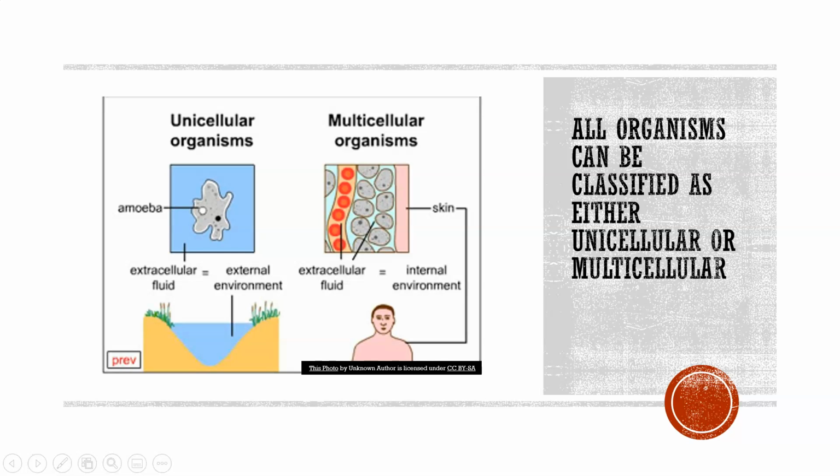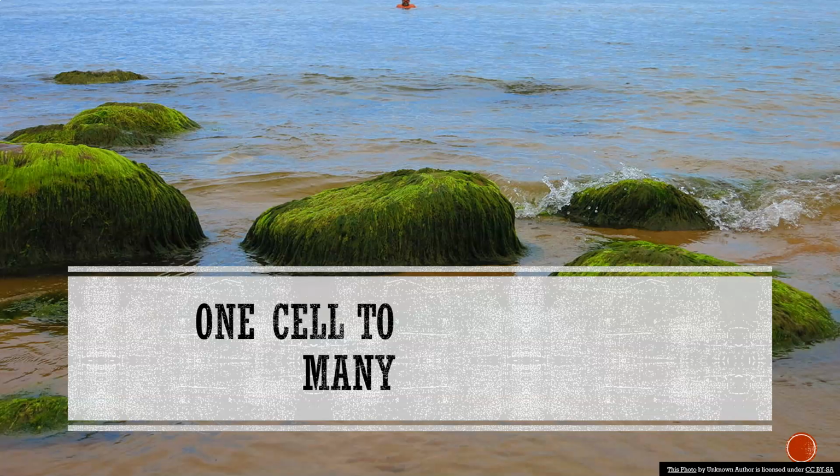Okay, so in a previous video, we've already discussed unicellular and multicellular organisms. So those unicellular organisms just being single-celled, compared to our multicellular organisms, which are made up of many cells. Okay, so the evolution of multicellular organisms.